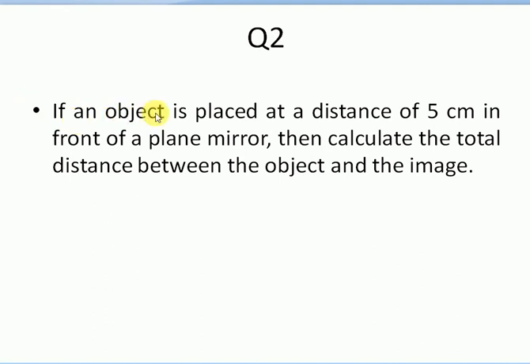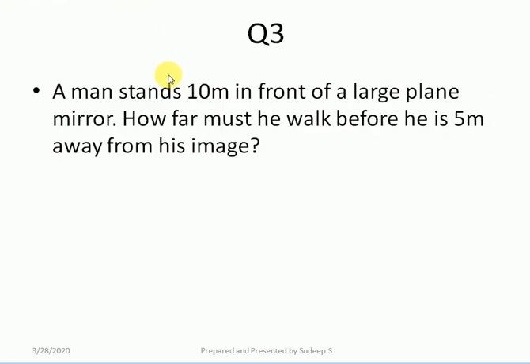If an object is placed at a distance of 5 cm in front of a plane mirror, then calculate the total distance between the object and the image. A man stands 10 meters in front of a large plane mirror. How far must he walk before he is 5 meters away from his image?